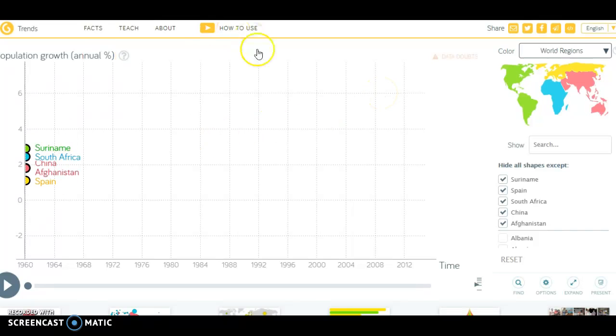Before I start with my presentation, I want to show you the tool that I've used. Here is the color tool to give all the countries a different color. I have also chosen here the 5 countries that I'm going to talk about. You can choose which country you want. I have chosen these 5 countries.